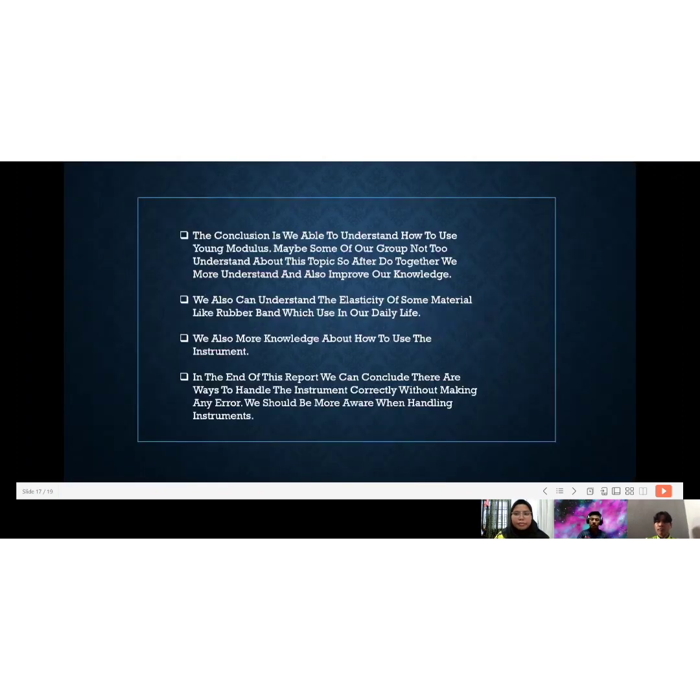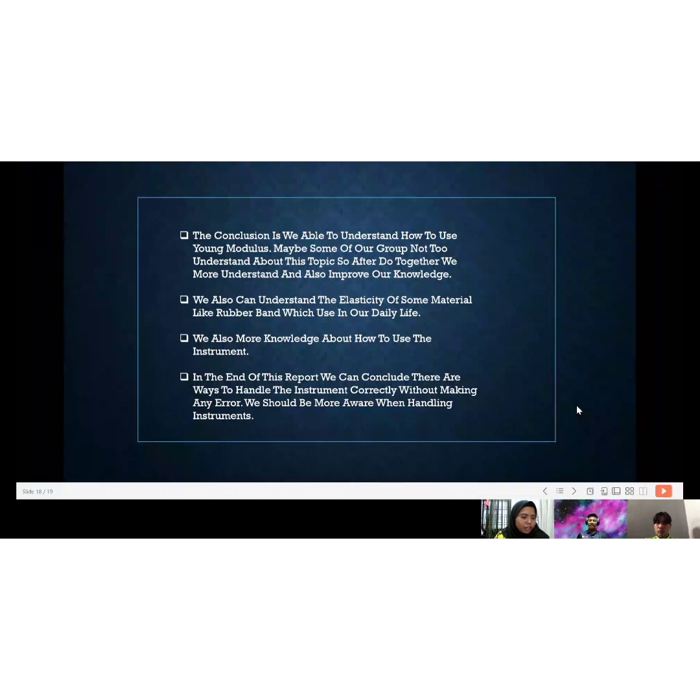Conclusion. The conclusion is we are able to understand how to find the Young modulus. Maybe some of our group did not understand this topic, so after doing it together, we understand more and also improve our knowledge. We also can understand the elasticity of some materials like rubber in our daily life. We also gained more knowledge about how to use the instruments.